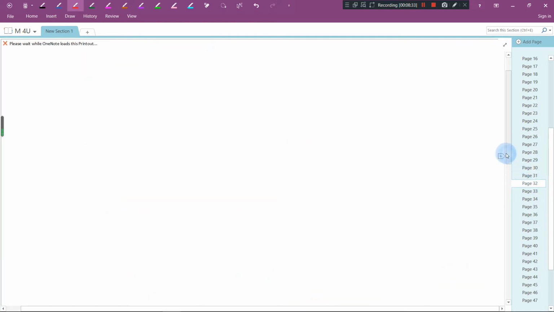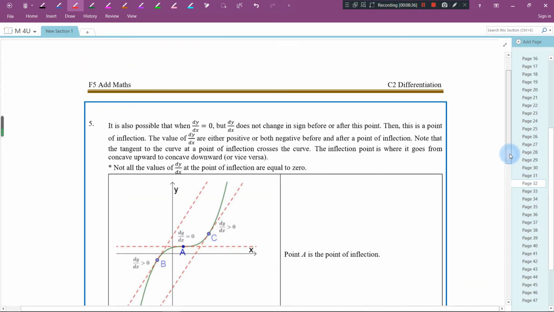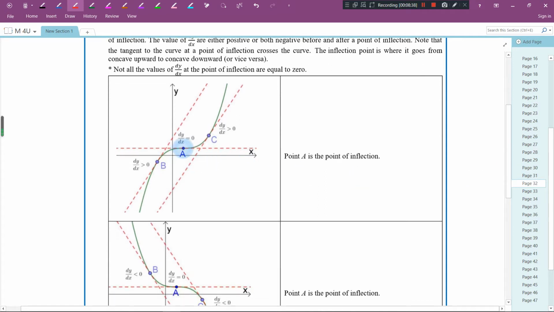Now let's look at the third type of stationary point. This point is not a turning point. We cannot call this a turning point, but this is a stationary point because the dy dx is equal to 0 as well. So in this case, this is also a point of inflection. You will notice that the sign of dy dx does not change. From positive, then it becomes 0, then it becomes positive.